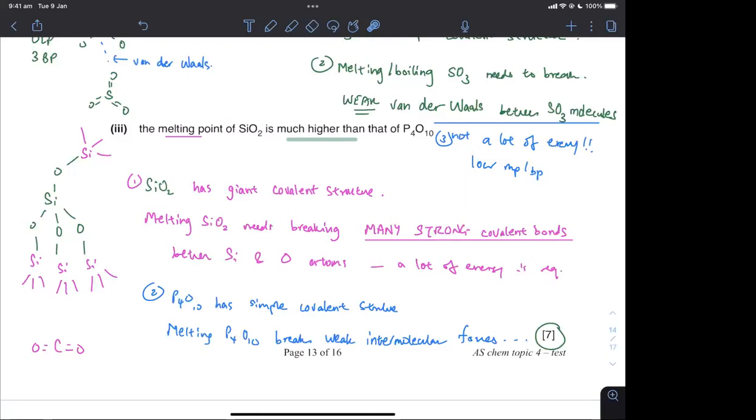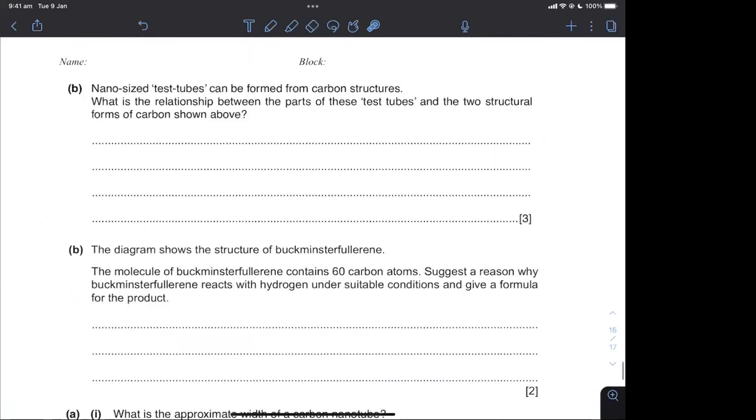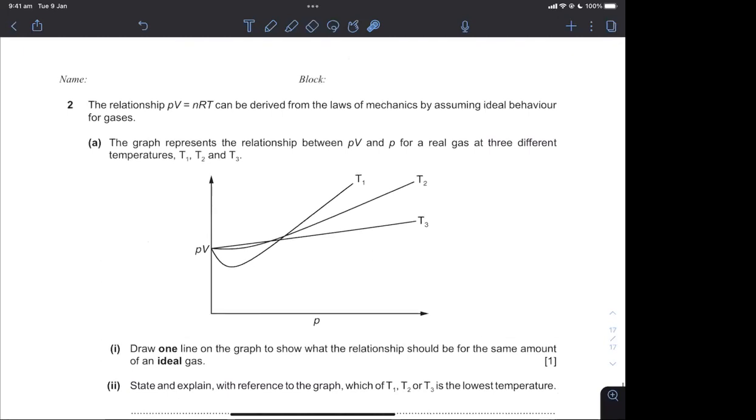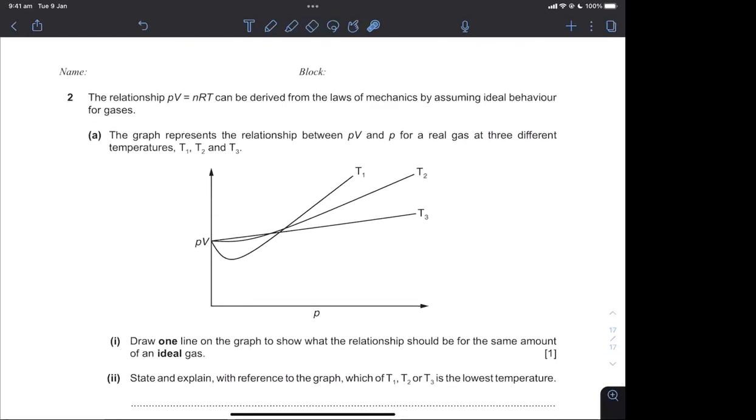Yes? Page 16. I think page 16 is also an ideal gas question. The whole thing from the very beginning? Sure. Okay, I can go through it.